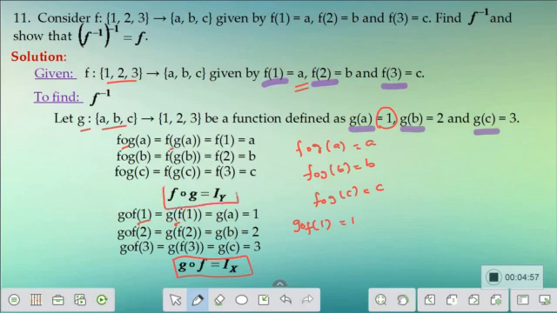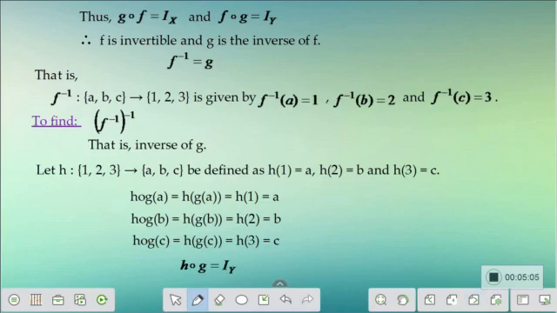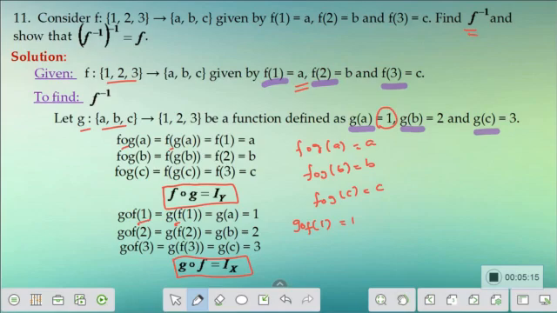So we see that f composite g is an identity function and g composite f is an identity function. So this tells us that f and g are inverses of each other. That is, g is the inverse of f, or I can write it as f inverse is equal to g. Now we are done with the first part of the question, that is, find f inverse.